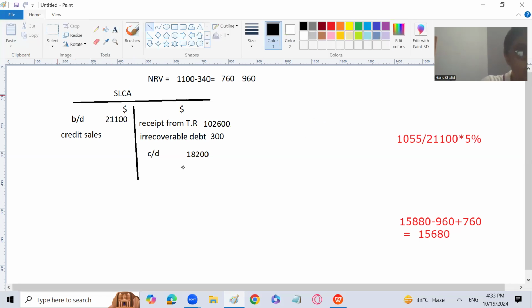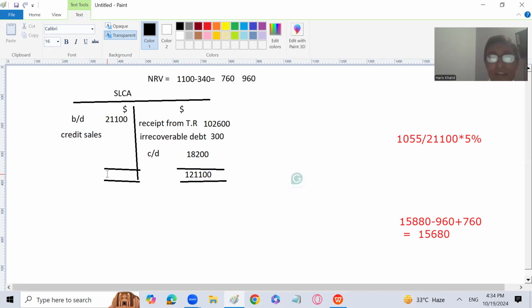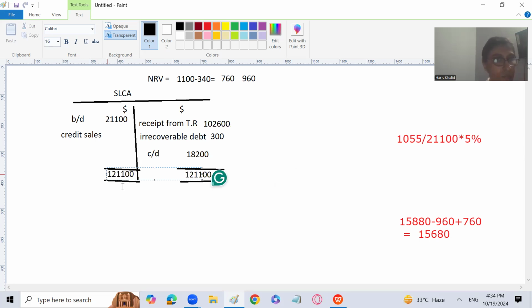So let me go for the total of this. Yes, if you want to subtract 18,500 afterwards and then subtract 300 out of it, that depends upon your choice. It is possible. So 102,600 plus 300 plus 18,200 or 18,500, in total you will get 121,100. Sorry, 121,100. I will write over here also 121,100. I will subtract 21,100. So the credit sales is going to be 1 lakh.